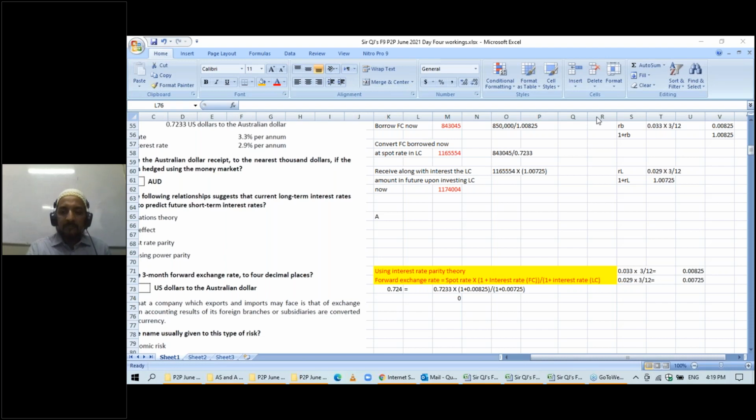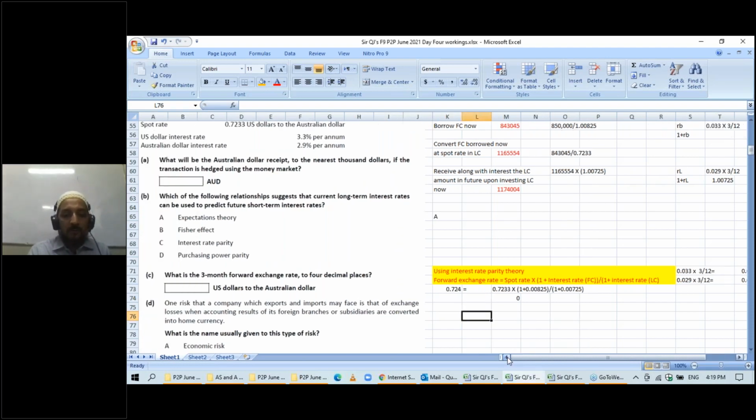Okay. Now moving on to the next question. Now you have to remember this formula.